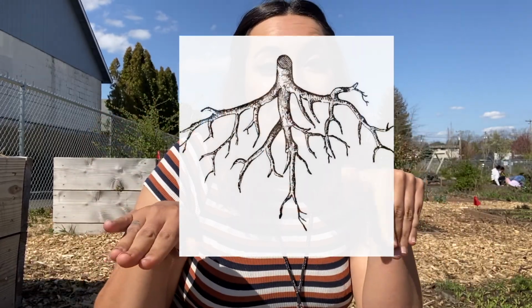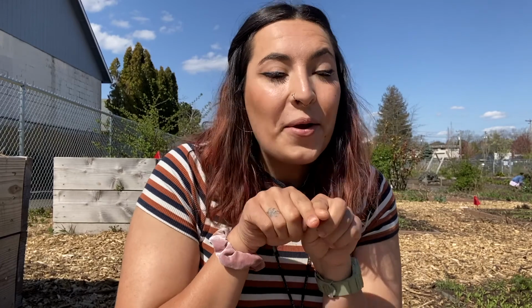In last month's video, we learned all about the part of the plant that is underground, the roots. Today, we are going to talk about the reproductive part of the plant that is all the way at the top. We're talking about flowers today.